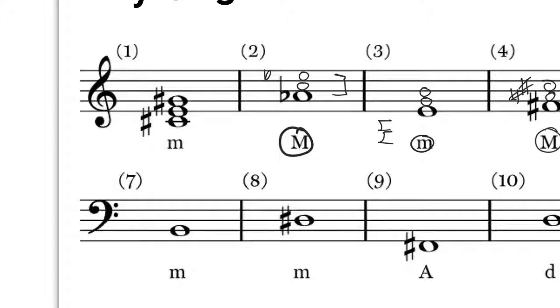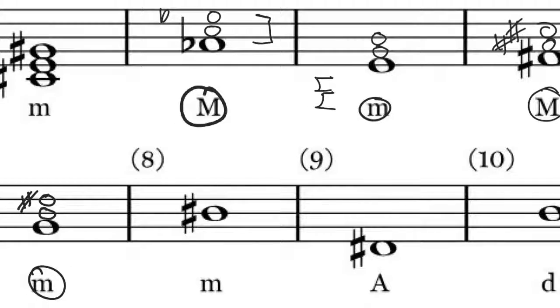All right, here we go. Second line, be aware we're in the bass clef. Okay, so let's do the minor. Let's do it stacking in thirds. A minor third above B is D, and a major third above D is F sharp.